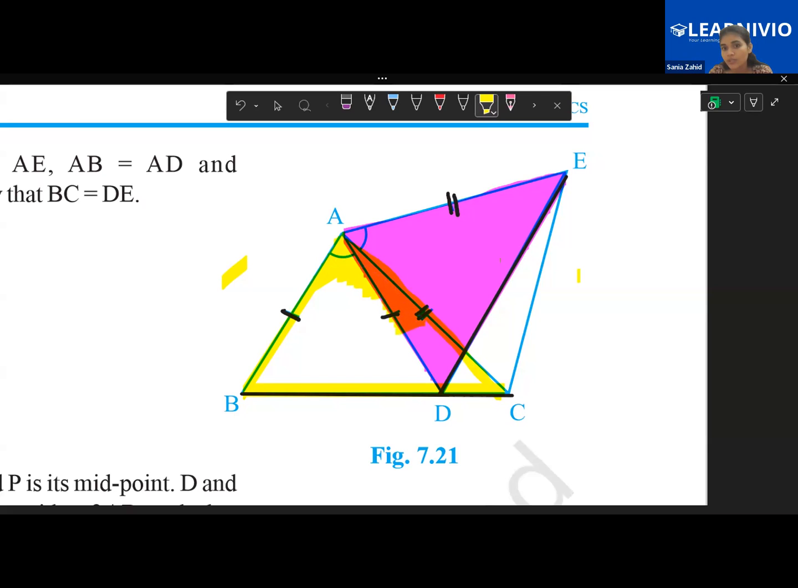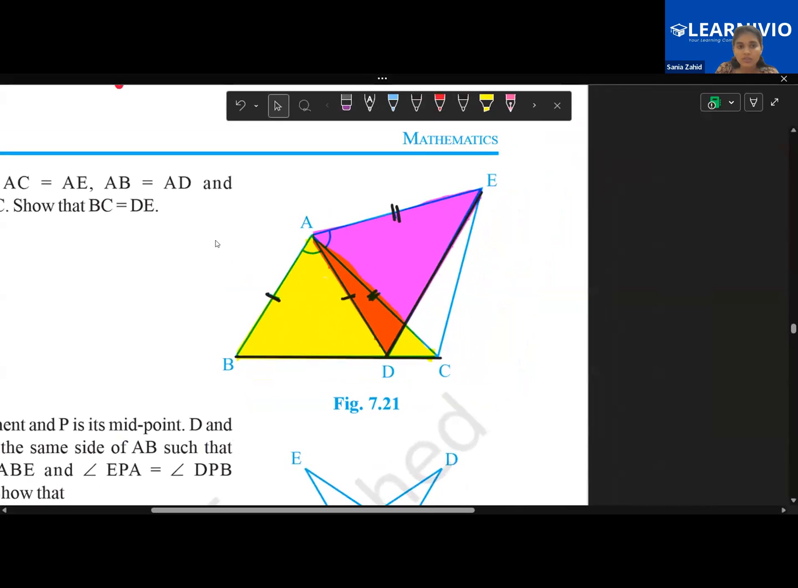See, it's a part of this yellow triangle. And then I have an overlapping region that becomes the orange part. Orange part is overlapping region. So now if I am able to prove that these two triangles that I have marked are congruent, so I can say that this line is equal to this line. So let's work on this now.